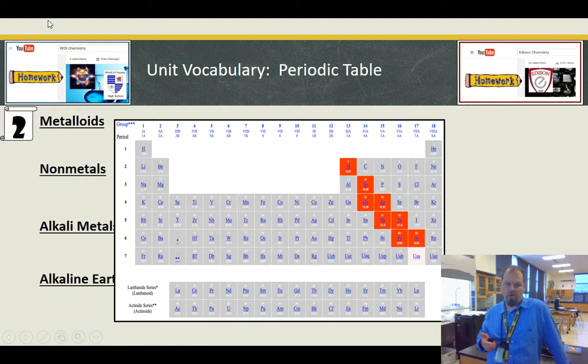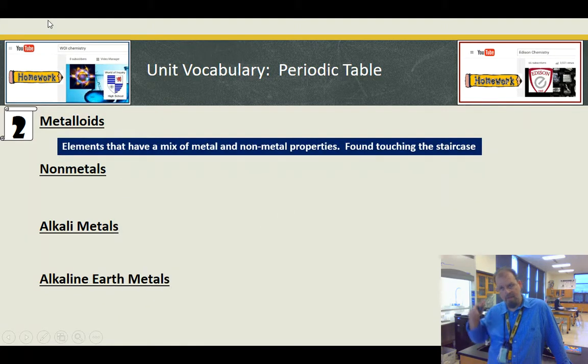So here's a picture of which ones are metalloids. Remember, they're on the top and bottom of the staircase, not including Al. So these are elements that have a mix of metal and non-metal properties. They are touching the staircase, except for aluminum.